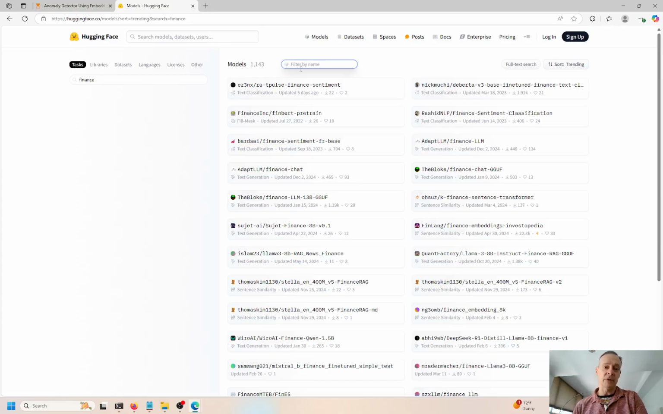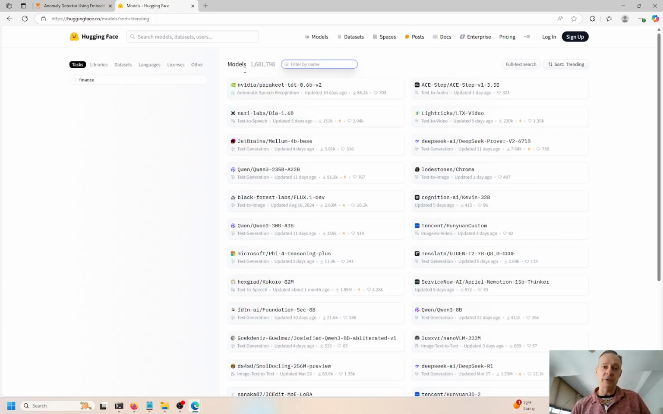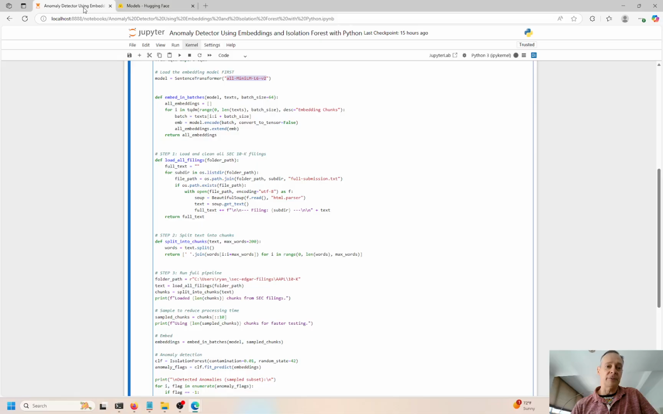I'm just filtering for finance. If I take off the filter, I see 1,143. With no filter applied, you can see 1.6 million models. So it's pretty comprehensive, guys. You have a lot of models here. You'd have to filter for the appropriate pre-trained model. And if you want to train it yourself on your own data, you can do that. If you want to use a pre-trained model, you can do that. There's two flavors of models.